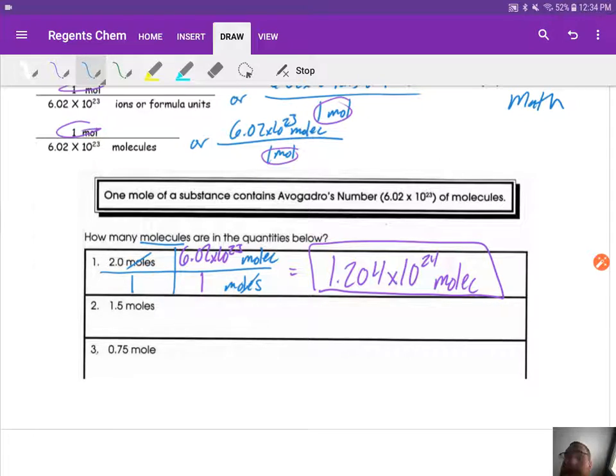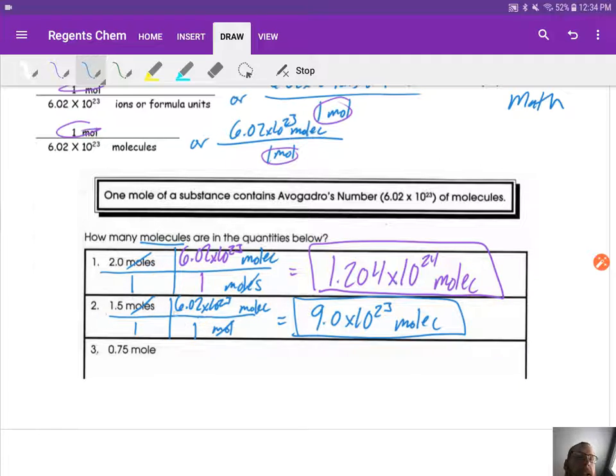All right. So 1.5 moles. Moles on the bottom, molecules on the top. 1 mole is 6.02 times 10 to the 23rd. Moles cancels out. And when I do my math, you should get 9.0 times 10 to the 23rd molecules. If you did not get that number, check first: did I set it up correctly? Did my units cancel out? Did I plug it in the calculator? And that's probably it. If you're having issues, call me over.